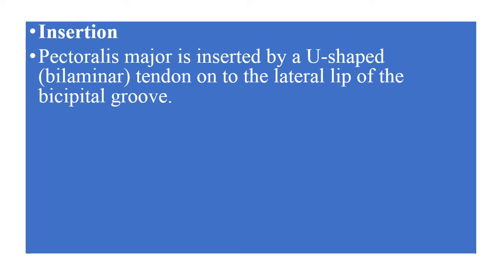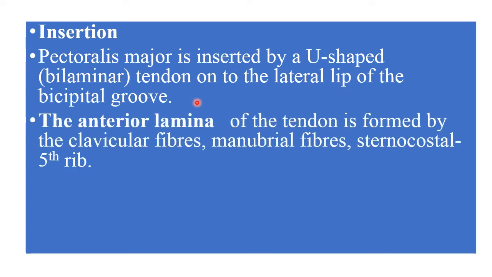Insertion of the pectoralis major. So the pectoralis major is getting inserted to the lateral lip of the intertubercular sulcus, which I have explained earlier. How it is getting inserted is it is going to form a bilaminar tendon. Bilaminar means two layers of tendons, and these two layers of tendons are going to reach the lateral lip of the intertubercular sulcus. The two lamina are called the anterior lamina and the posterior lamina. The anterior lamina is formed by the superficial, intermediate, and deep fibers of the clavicular, manubrial, and sternocostal fibers.